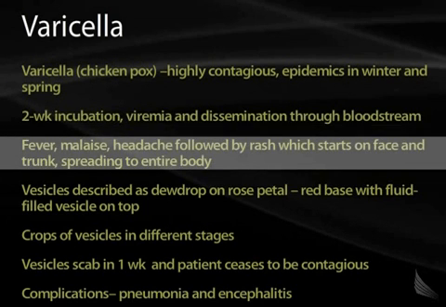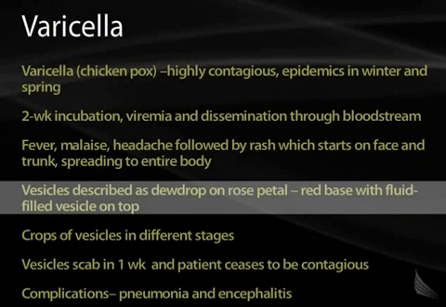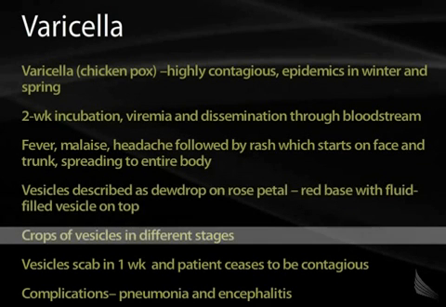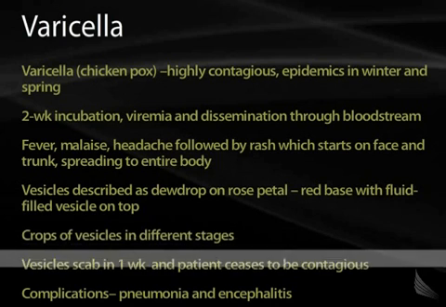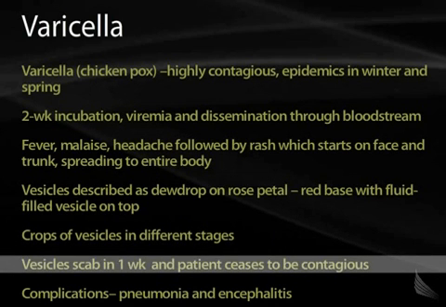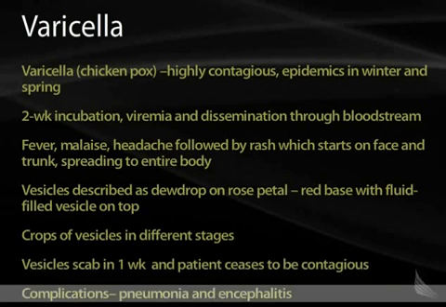Patients often have fever, malaise, headache, then they get a rash which starts on the face and trunk and spreads to the whole body. The vesicles are described as a dewdrop on a rose petal. You've got a red base with a fluid-filled vesicle on top. You get crops of vesicles in different stages. They scab in 1 week and the patient ceases to be contagious. You can get complications like pneumonia and encephalitis.